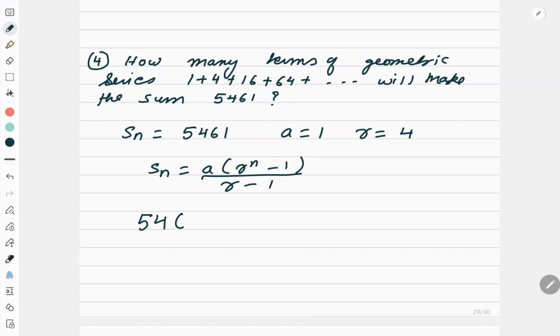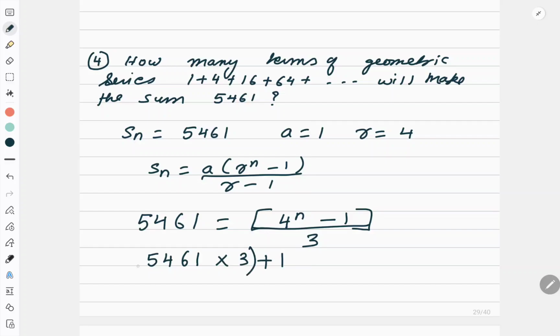Sn is 5461, which is equal to 1 times (4 to the power n, I don't know what n is, minus 1) upon (4 minus 1), that is 3. Right? So 5461 into 3 plus 1 is equal to 4 to the power n.